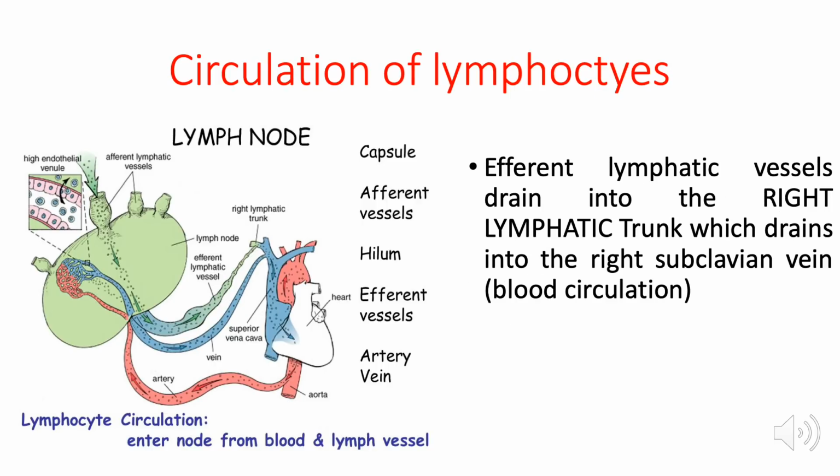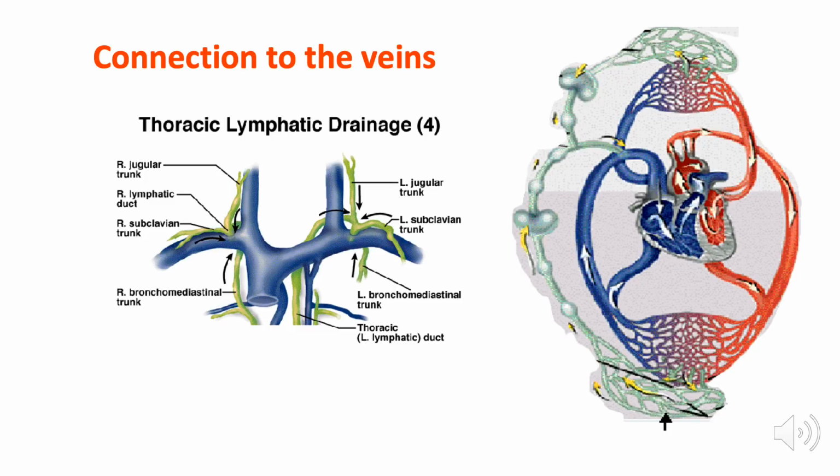Do you know what will happen? These efferent lymphatic vessels will eventually drain into the right lymphatic trunk. And take a look at the picture. This right lymphatic trunk will eventually drain to the right subclavian vein. So the thing is, the lymph now is returned back to the circulatory system. This shows that the efferent lymphatic vessels drain into the lymphatic trunk, and the lymphatic trunk drains into the subclavian vein, returning the lymph to the circulating blood.